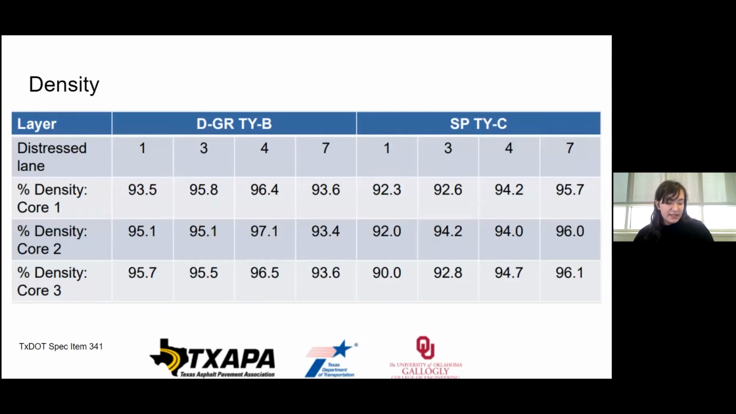Looking at the densities of the sampled cores, many of them have too few or too many air voids, both of which can cause rutting.